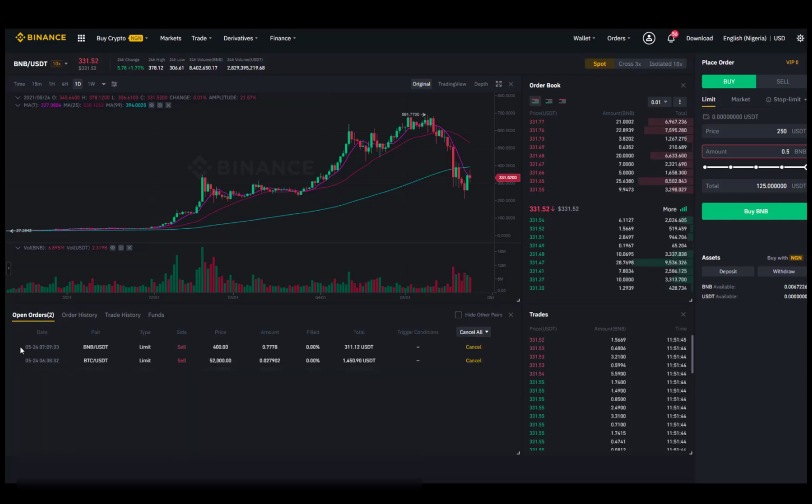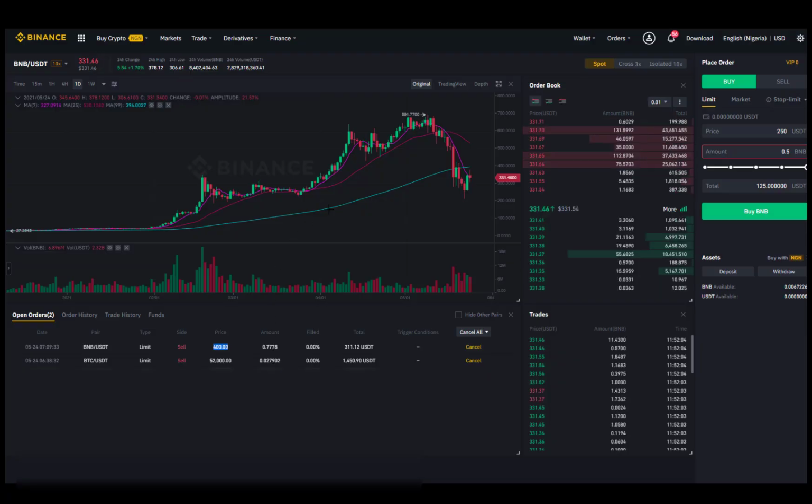Okay, now is step number 2, selling. So as you can see here in my open orders, I have an open order for BNB at the selling price of $400. What does this mean? This simply means when BNB gets to $400, please Binance, sell my 0.778 coins. I am ready to take my profits.